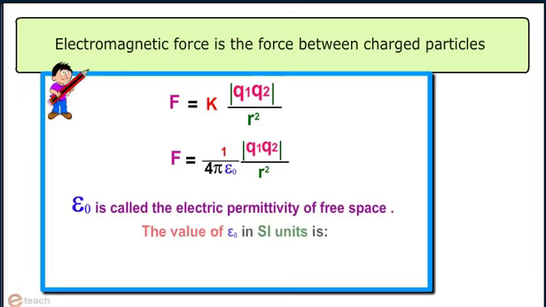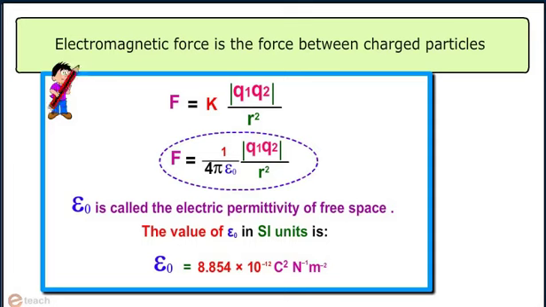Epsilon naught is called the permittivity of free space. The value of epsilon naught in SI units is 8.854 into 10 raised to the power minus 12 C square N raised to the power minus 1 m raised to the power minus 2.